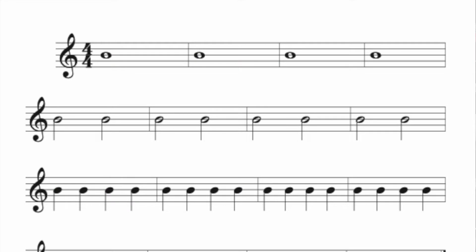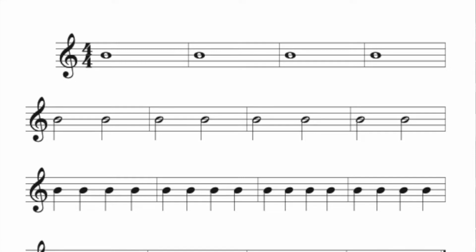If you don't have an instrument at home, you can clap too. Let's try it again, but this time, Miss Hennah will play the piano and I'll clap. Ready? 1, 2, ready, go. 1, 2, 3, 4.